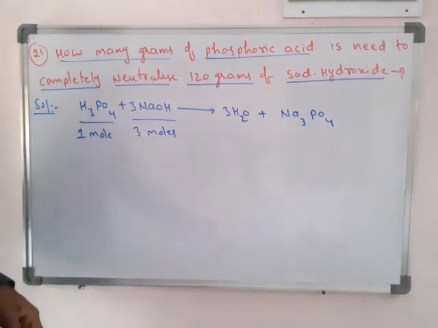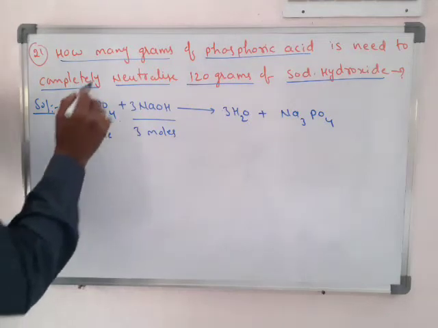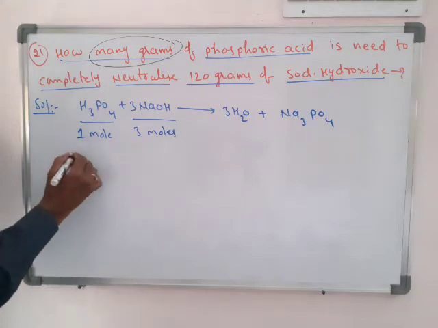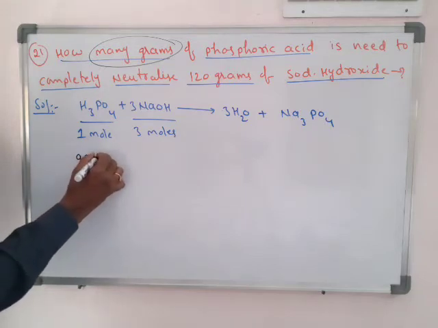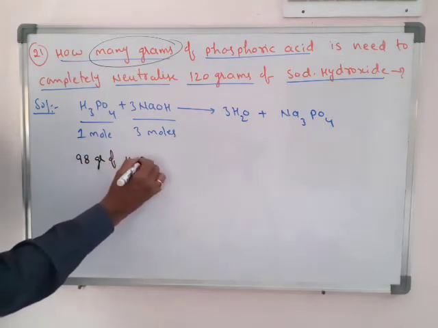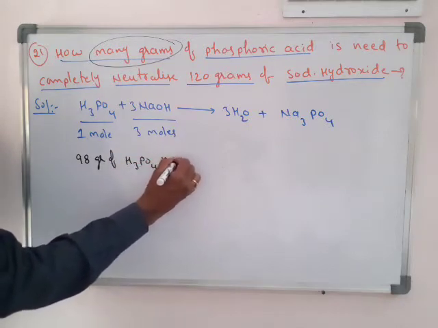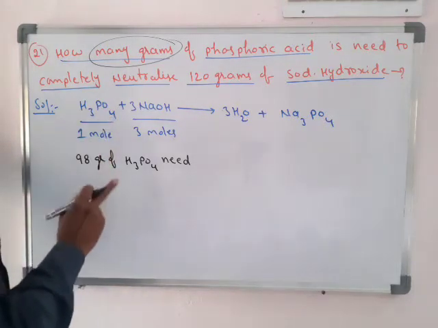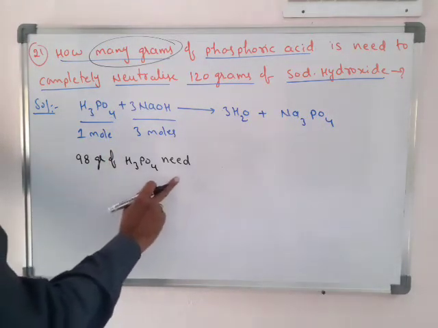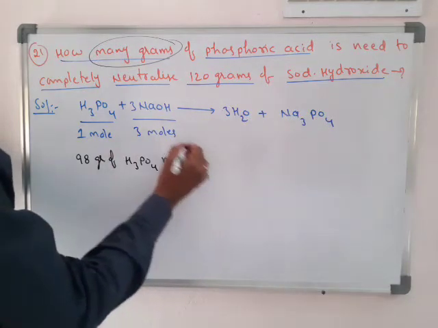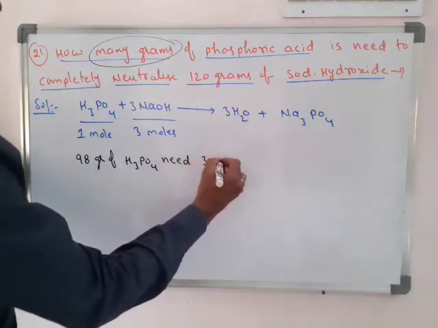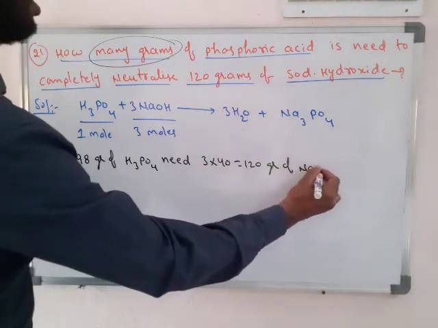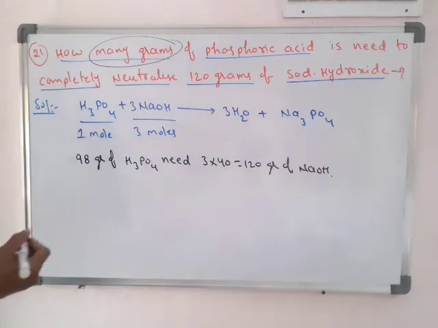So in the problem, H3PO4 we have to find in terms of grams. What is the molecular weight of H3PO4? That is 98 grams, just like H2SO4. So 98 grams of H3PO4 need how much sodium hydroxide? According to the equation, 98 grams of H3PO4 need 3 moles, which is equal to 120 grams of sodium hydroxide. So directly the answer is there.